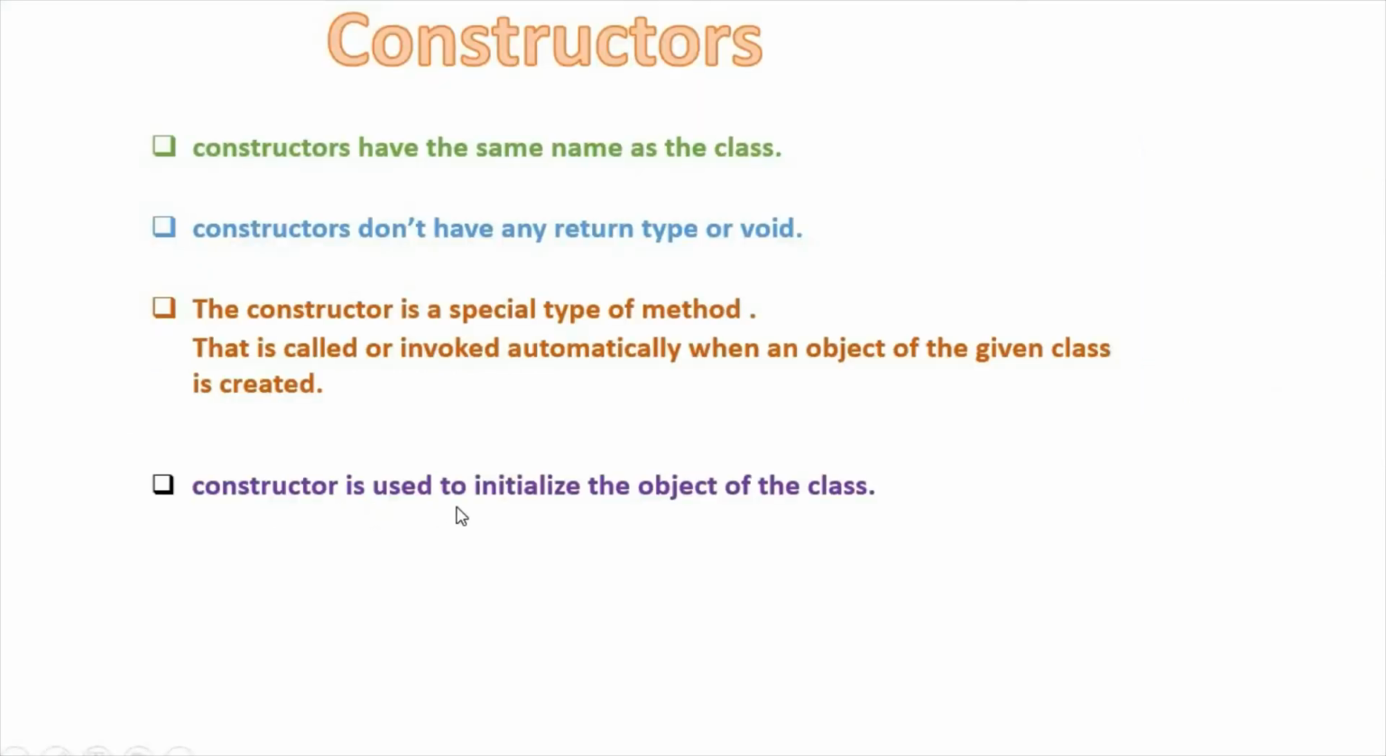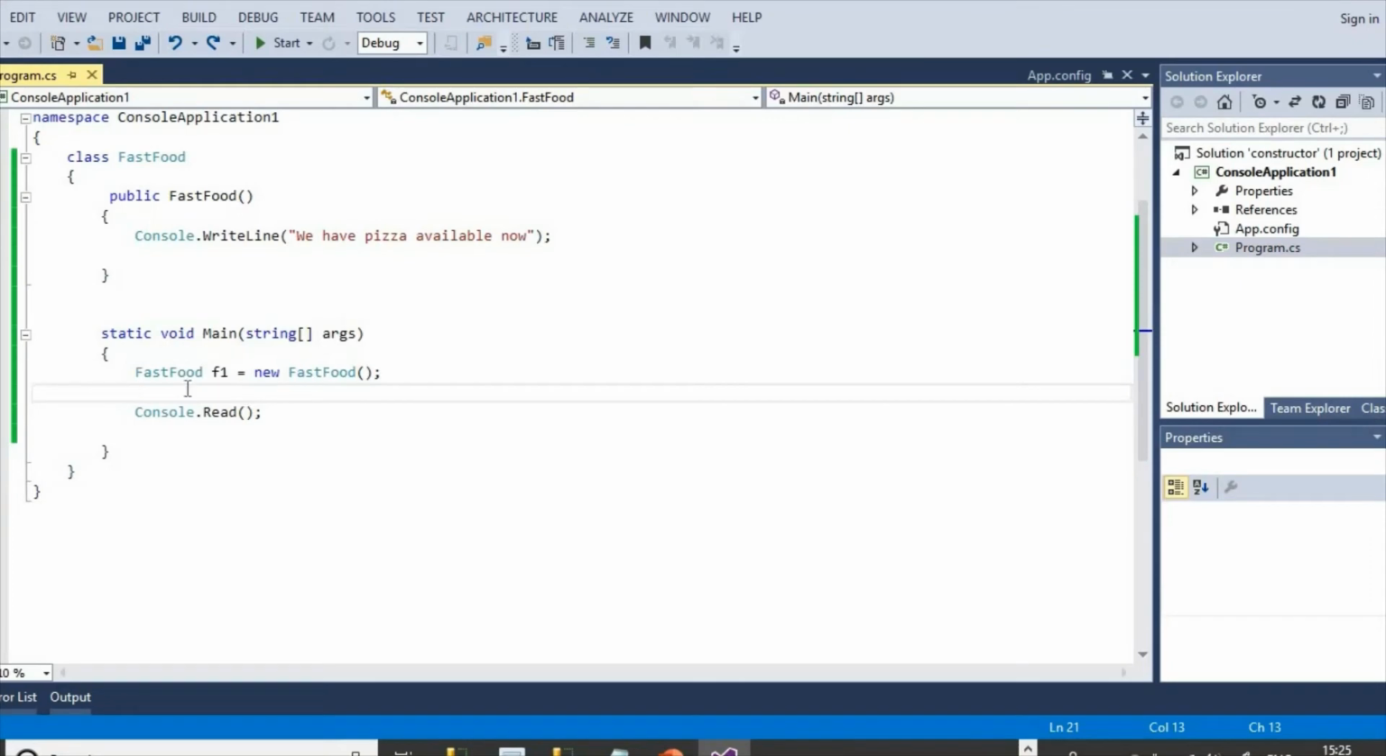A constructor is used to initialize the object of the class. Here we can see we have created the object. When we create the object, FastFood f1 equal to new FastFood, this is the constructor. In this way, a constructor is used to initialize the object of the class.